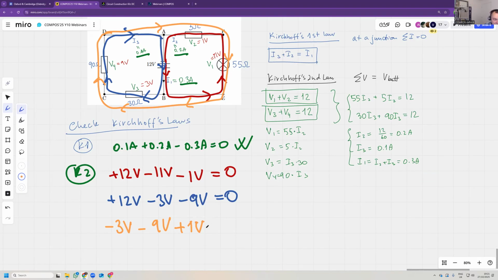So apologies, this is high level stuff. If you don't understand, don't worry about it. 11 volts, and that's a total of 0.